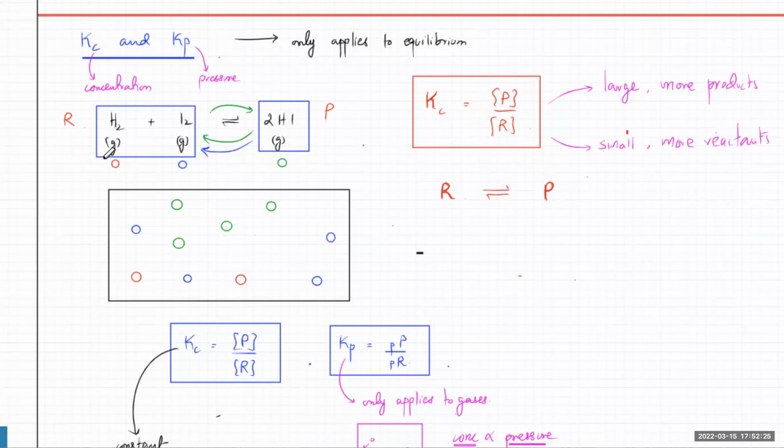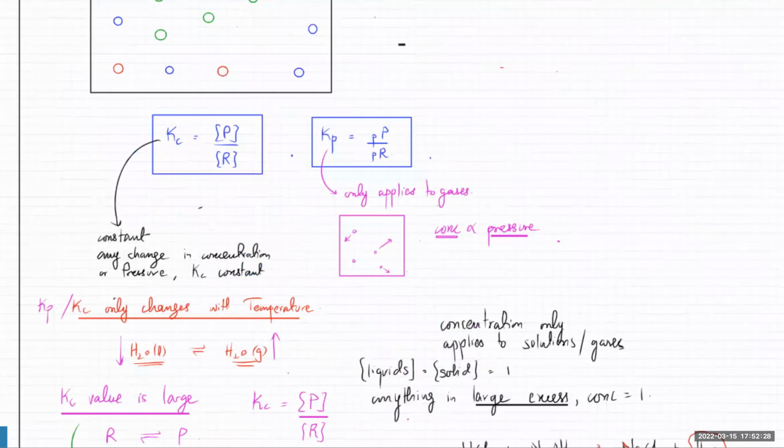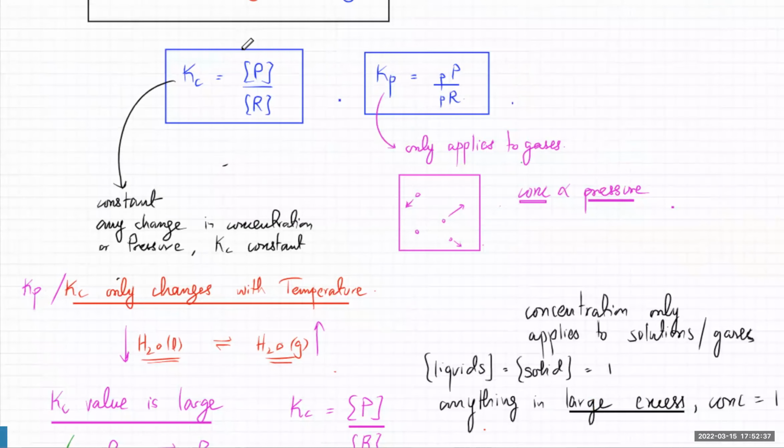So Kp and Kc. Kc is the ratio of the product concentration divided by reactant concentration. Kp only applies to gases. Concentration is proportional to pressure for gases. If you have a more concentrated gas, there are more particles, so there's obviously going to be more pressure as well, because there's going to be more collisions with the walls of the container. So Kc and Kp are kind of the same thing. It's the ratio of the products' concentration divided by reactants, or the pressure of the products divided by the pressure of the reactants. But we're going to talk about Kp later on.